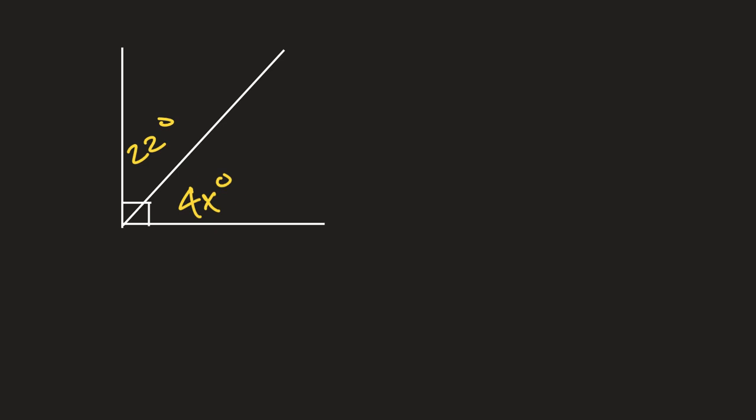There's a couple ways we can do this. I'm going to show you both ways. You decide what you like better or what works best for you. One thing we can do: we know both angles have to add to what? 90 degrees. So we have a 22-degree angle plus another angle that is represented by 4x. Those two need to equal 90.